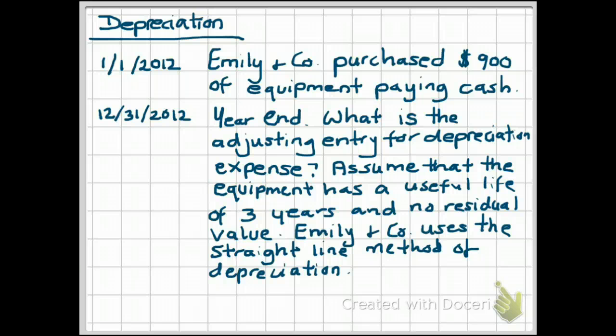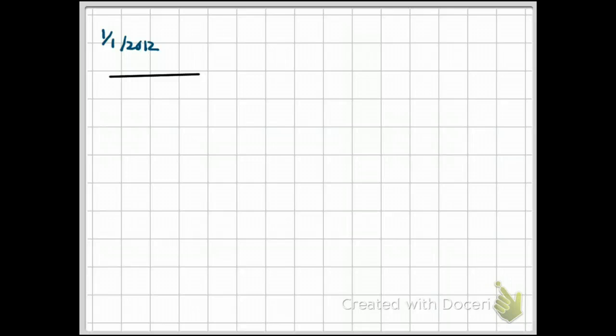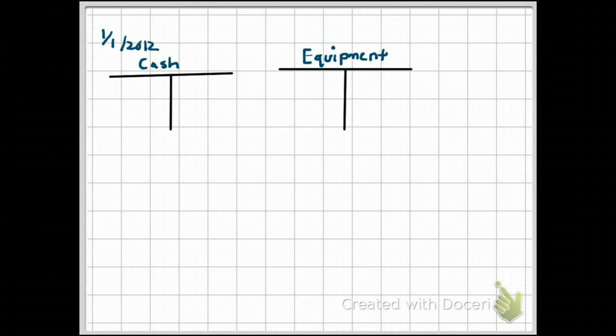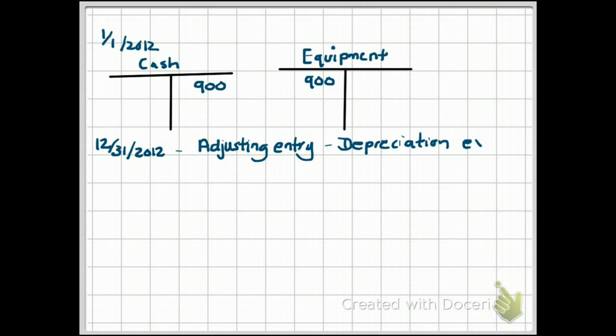The first thing we're going to do is record the initial transaction. So on 1st of January 2012, we paid $900 cash for equipment. You know that your equipment increased, your cash decreased, so we're going to debit equipment for $900 and credit cash for $900. Now, the next thing we do is we go to year end, which is December 31st. We need to figure out what is our adjusting entry. To do that, we need to calculate our depreciation expense.